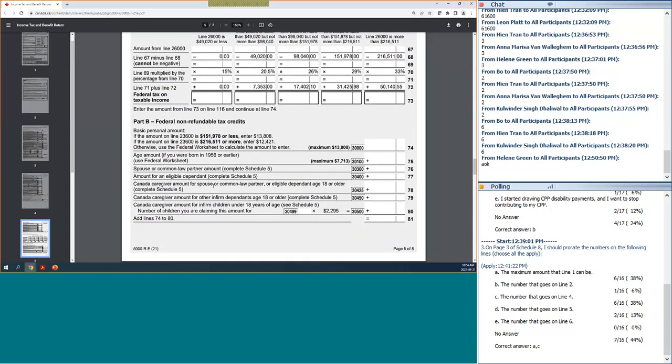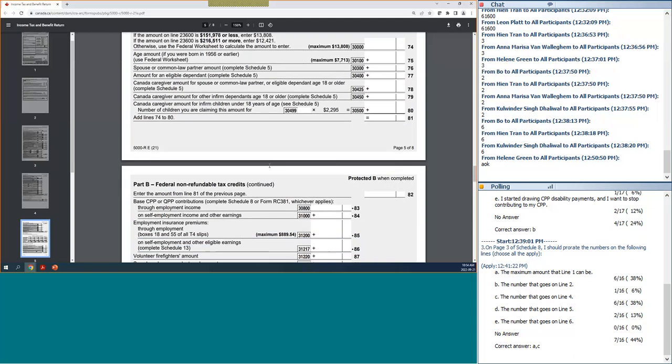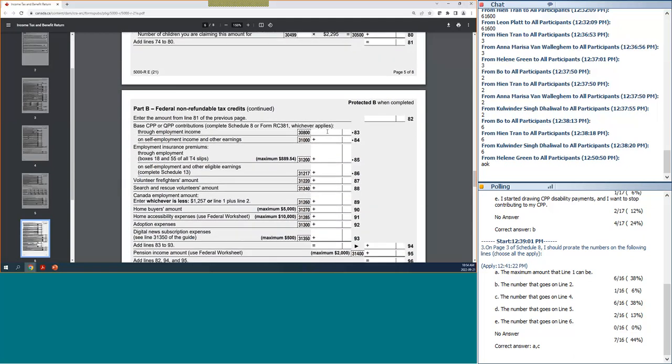Okay. We're going to be looking at more of these credits in the next couple chapters. So for now, I'm going to skip the first section where we have what we call personal credits. We will be teaching you that. But the credit you already know how to put in is the base CPP. Remember, the base CPP is the 4.95%, which is a non-refundable credit. It's going to go in here. And there will be some additional ones we're going to talk about now that will go in here as well. We're going to talk about EI, volunteer firefighters, and the Canada Employment Amount. That's what we're doing today.